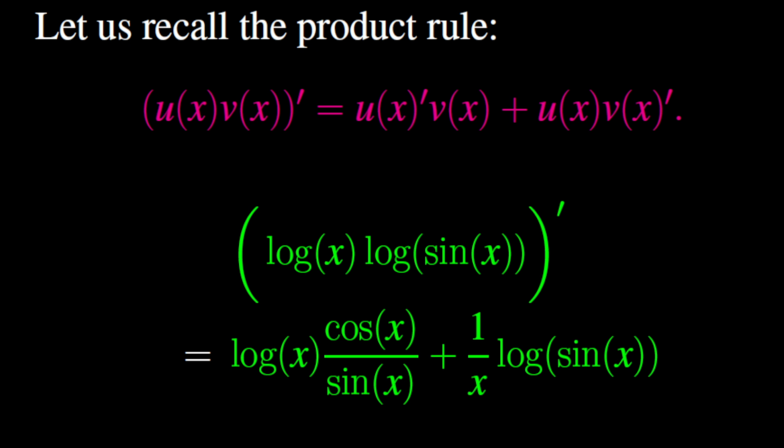In fact, in order to find the derivative of the quantity logarithm of x times logarithm of sine of x, we need to use the product rule. In this case, the derivative is logarithm of x, times the fraction cosine of x over sine of x, plus 1 over x, times logarithm of sine of x.